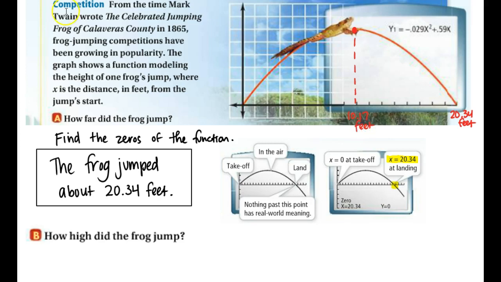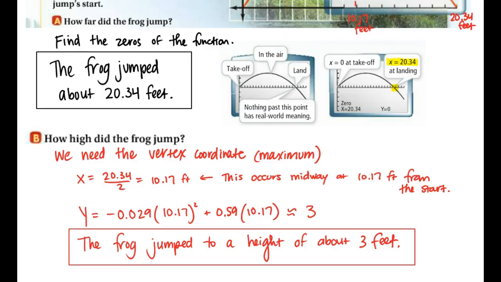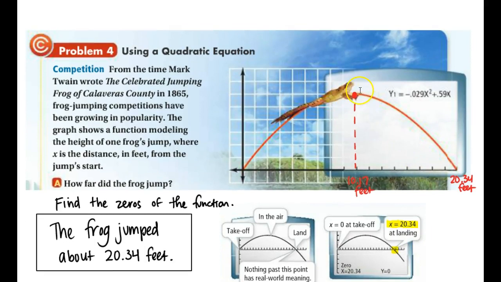So now we know the x value, and in order to get the y value, the max value, we just need to plug 10.17 in for the equation that we're given. After substituting in the x coordinate of 10.17 in for the x values for the original function, I got a y approximately 3. So that means when the frog was halfway in between the starting point and the ending point, which was at 10.17 feet, the frog jumped to a height of about 3 feet. So at this point right here, the frog hit its max height of 3 feet.